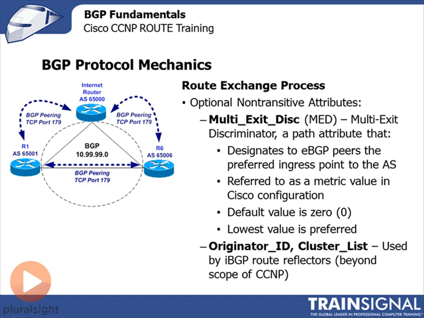The originator ID and cluster list are also optional non-transitive. These are used by IBGP route reflectors, which is something else that you can use in place of confederations. But again, it's way beyond the scope of what we want to discuss, but I wanted to at least mention how those attributes work.